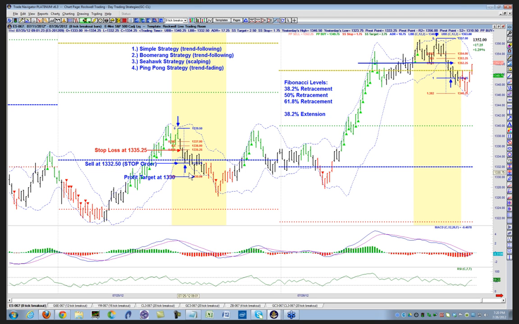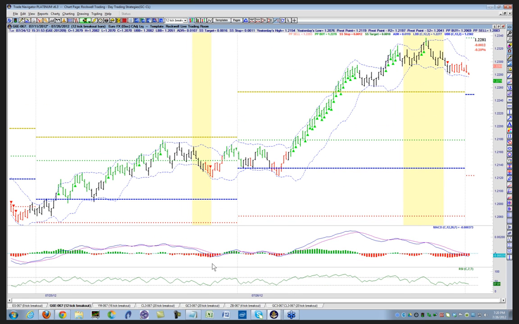Now we have just been looking at the E-mini S&P. You can use this in other markets. So for those of you who like to trade currencies, let's take a look at the euro currency. So today we see that the market first is going sideways. See? Then we have 1, 2, 3, 4 bars in one direction.